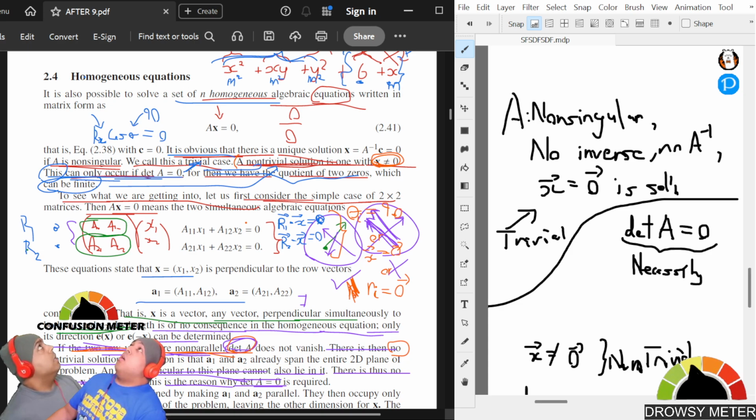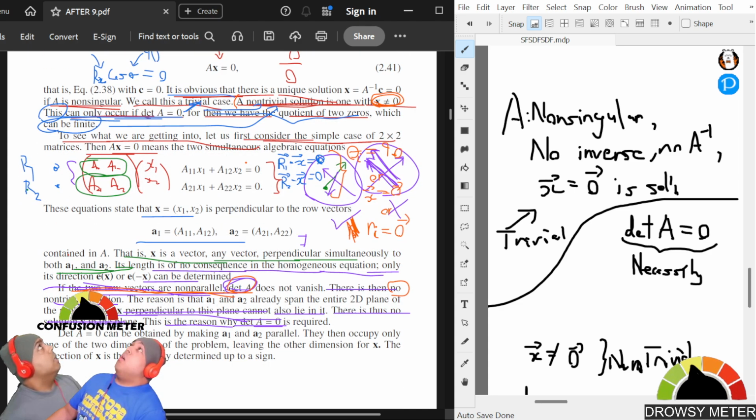Ax equals 0 means two simultaneous equations. These equations state that x is perpendicular. X is in fact perpendicular to the row vectors. That's a fact that cannot change. That is, x is a vector, any vector, perpendicular simultaneously to both of them. We don't care about the length, only the direction we could ever find out.